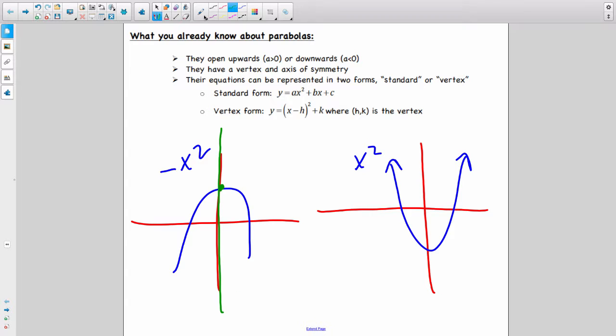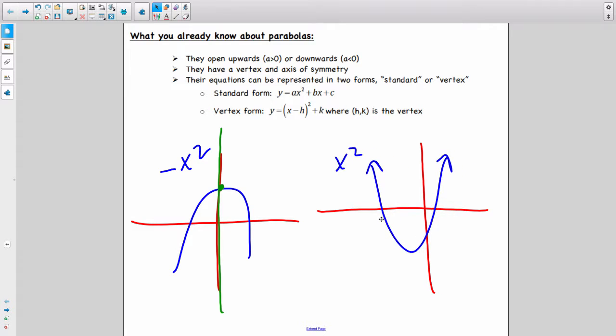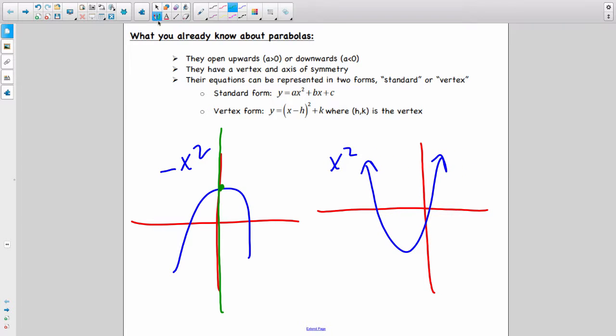Let me take this one and make it a little more realistic. Here we go. Move that over. What if it was like that, right? Axis of symmetry, right down the middle. Vertex, right at that turning point there, the minimum in this case.